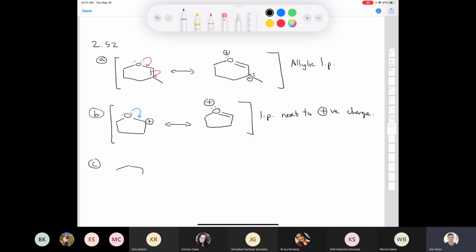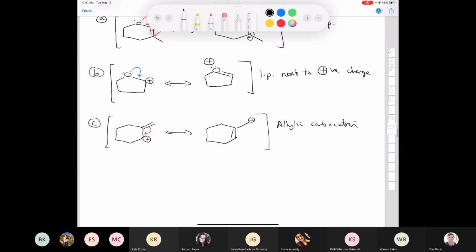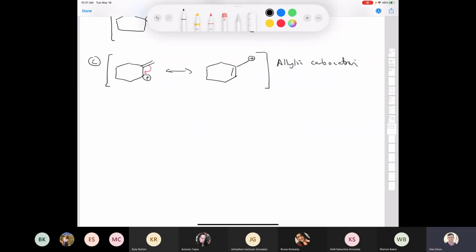All right, let's take a look at C. In C, we have this exocyclic double bond right here. We've got a positive charge here, and so we've got an allylic carbocation. So we can dump these electrons into here. And what's that going to give us? Well, let's draw it. We're going to have our double bond here. And then we would have a carbocation out here. So this is an allylic carbocation.